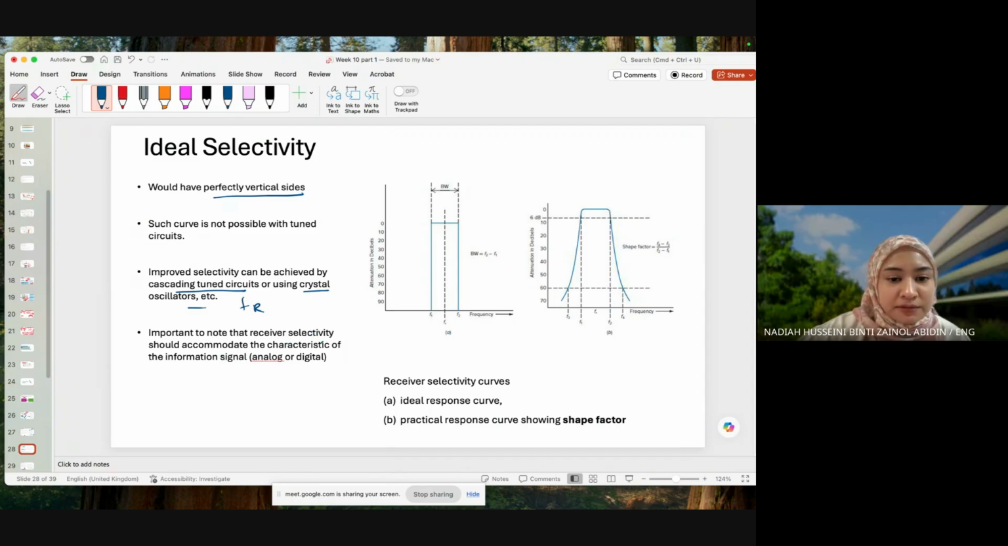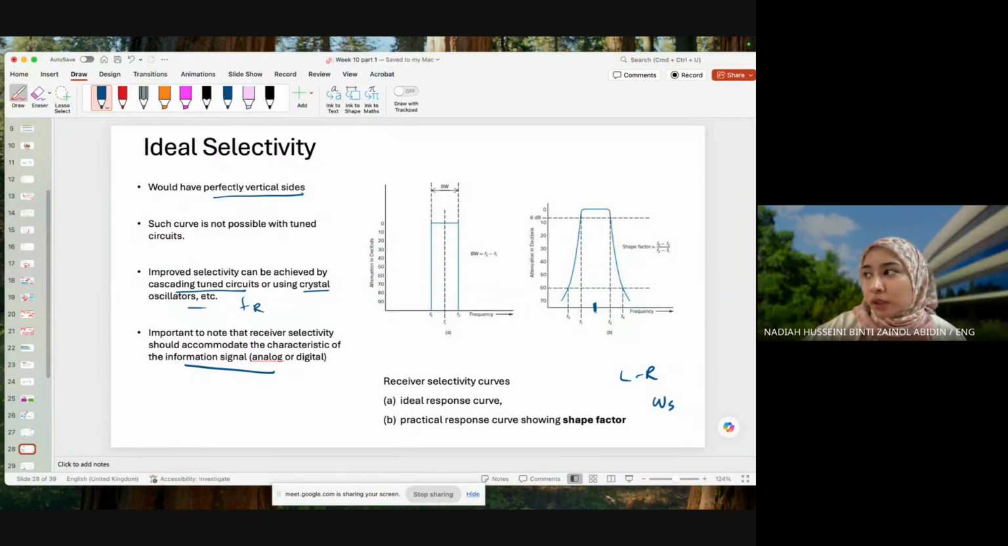It is important to note that the receiver selectivity should accommodate the characteristics of the information signal. Your FR should be tuned to where your desired signal is. For example, you are extracting L minus R from the FM. Where should your FR be? Your FR should be at omega S because L minus R is at omega S. You need to tune your filter to your desired signal.